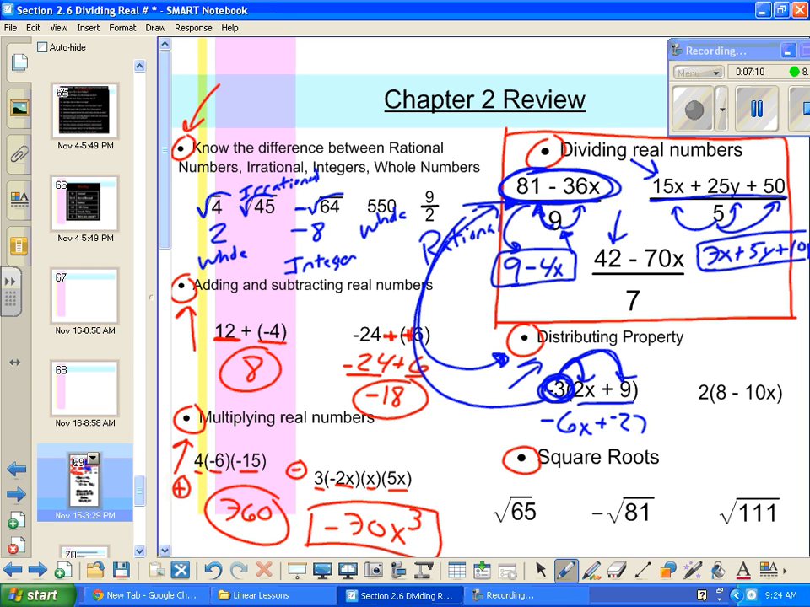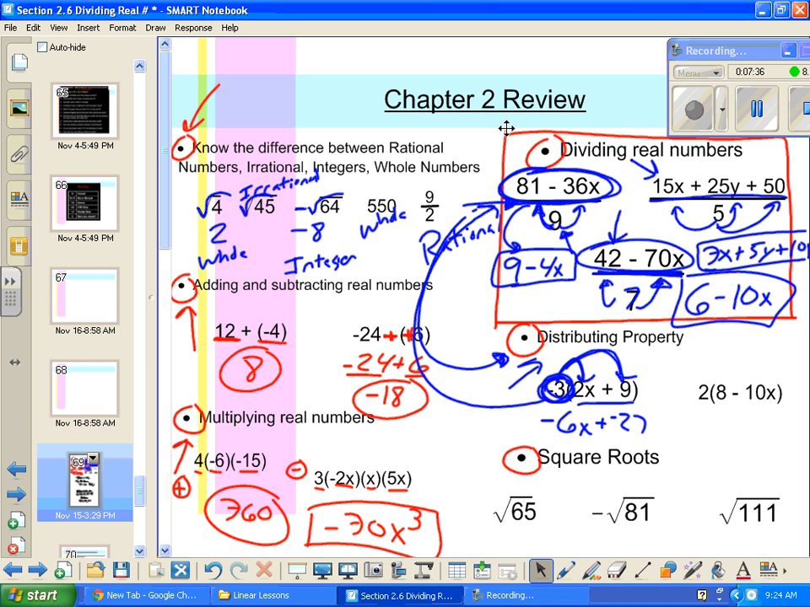This last one right here, 42 minus 70x, divided by 7. Again, this line means divide. So it means take this expression right here and divide it by 7 in this case. So I can just divide each one of those things separately by 7. If I do that, 42 divided by 7 gives me 6. Negative 70x divided by 7 gives me negative 10x, so 6 minus 10x.